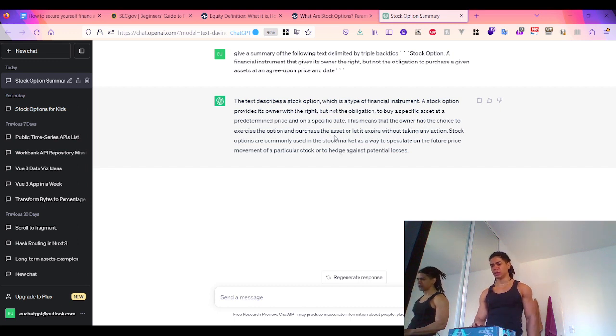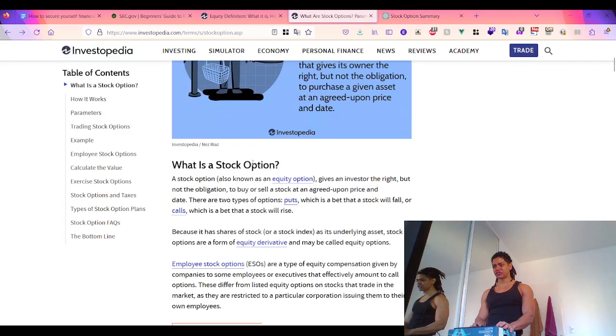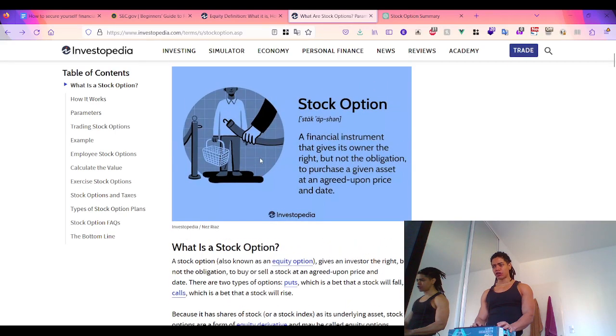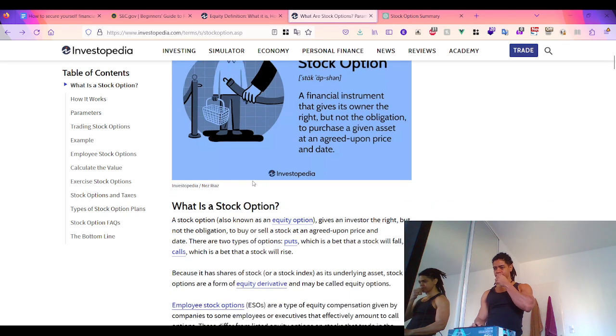Very, very interesting, by the way. So stock options are also known as equity options, and equity, generally speaking, refers to ownership of a given asset minus its liabilities. So there are two types of options: puts, which is a bet that a stock will fall, or calls, which is a bet that a stock will rise.